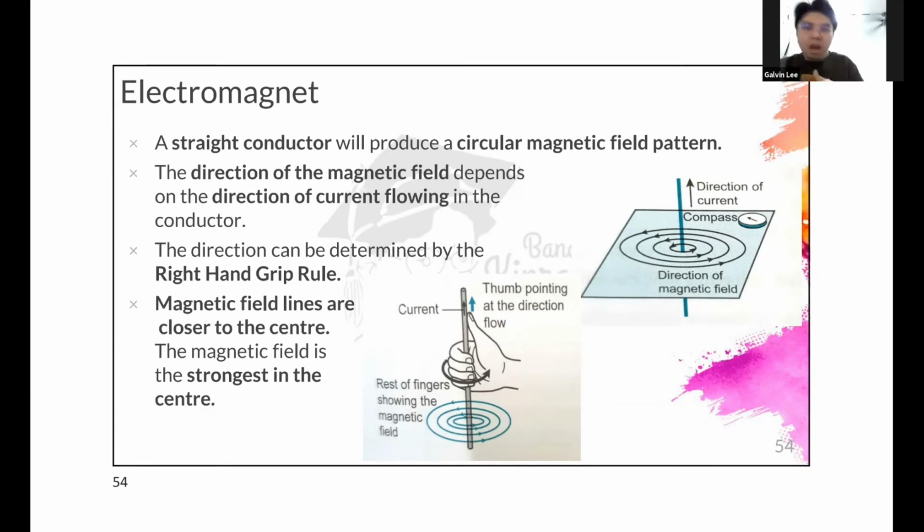Now, what does the right hand grip rule tell us? Okay, open up your hand like this with the thumb open. You close your other fingers, let the thumb open. This thumb will be the arrow pointing towards the direction of the current. Understand? Your thumb will be the arrow. Just imagine you draw an arrow on your thumb. Okay. If you cannot imagine, let me just draw it on my thumb.